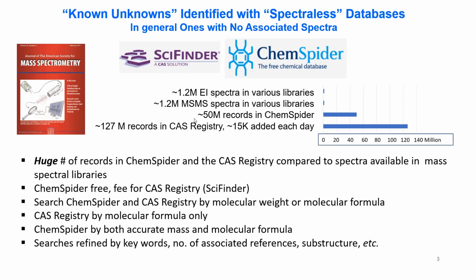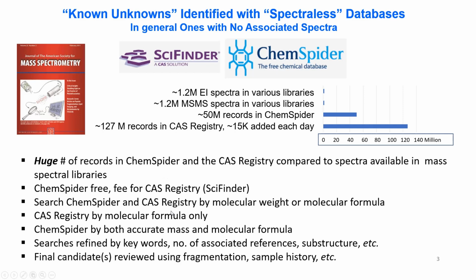Both of these searches are refined by keywords, the number of associated references, and as we've shown in this work, we've added substructure. Our original work in the Journal of Mass Spectrometry, two articles, did not include substructure, but it's a very valuable parameter used to refine these searches. Of course, the final candidates are reviewed using the fragmentation data from the mass spectral data, sample history, etc., to hopefully arrive at one structure for the unknown.